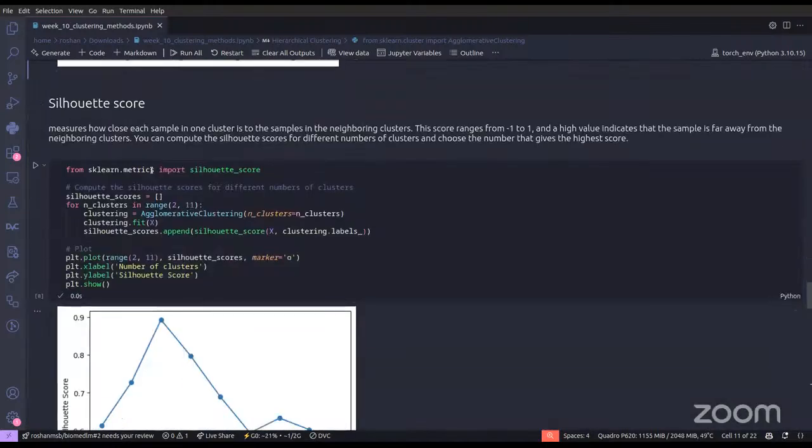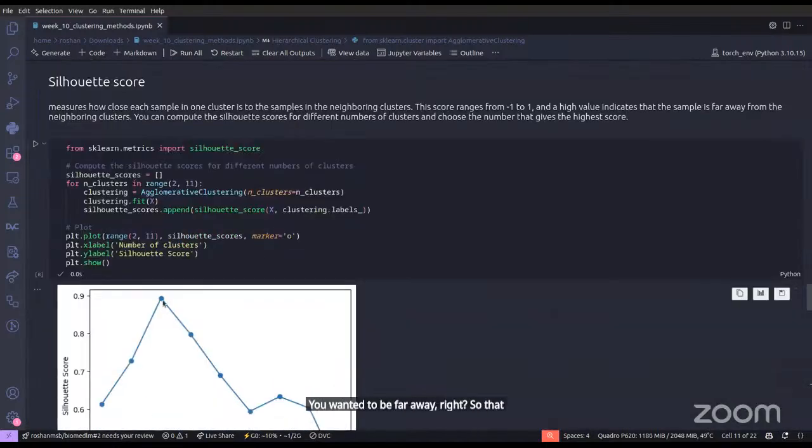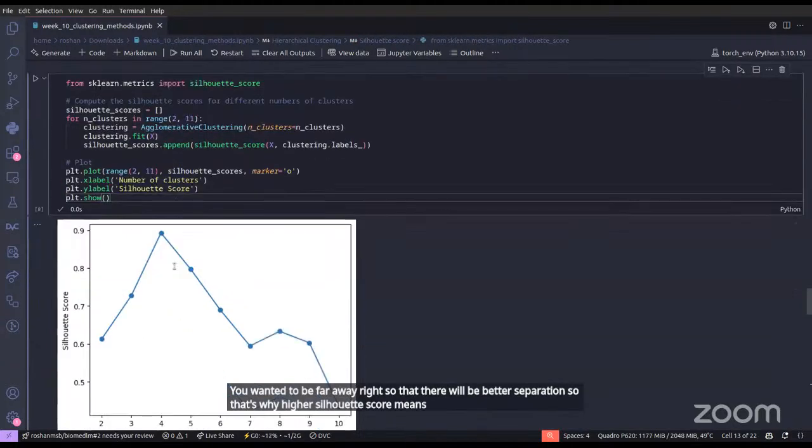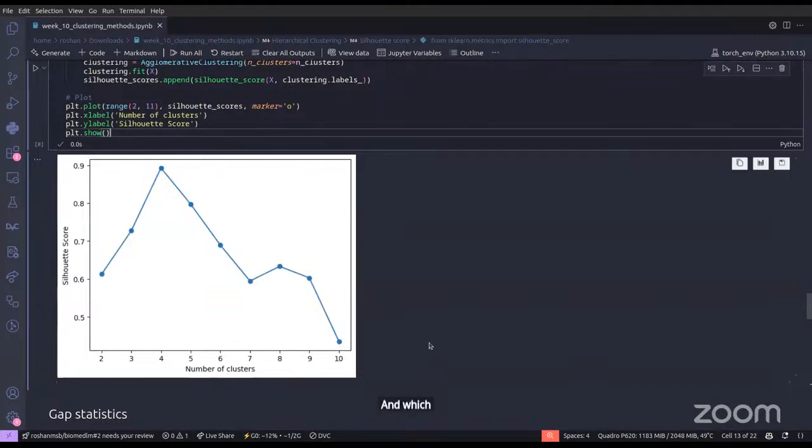You want it to be far away, right? So that there will be better separation. So that's why higher silhouette score means better separation. And which one do you think has the highest silhouette score from this plot?